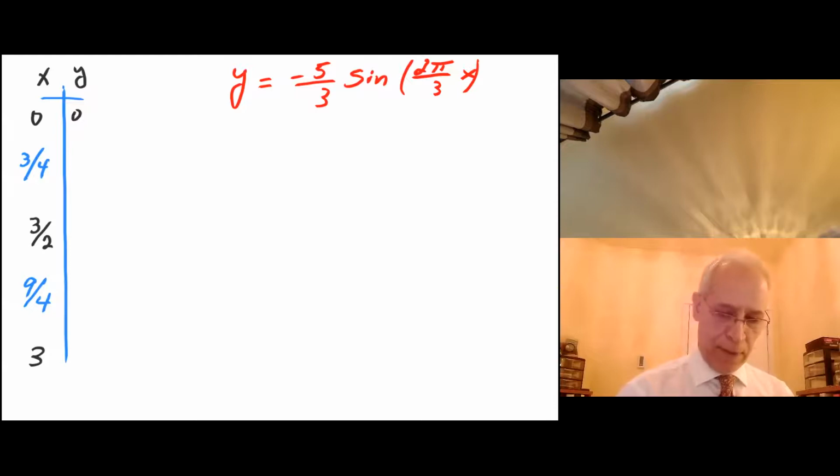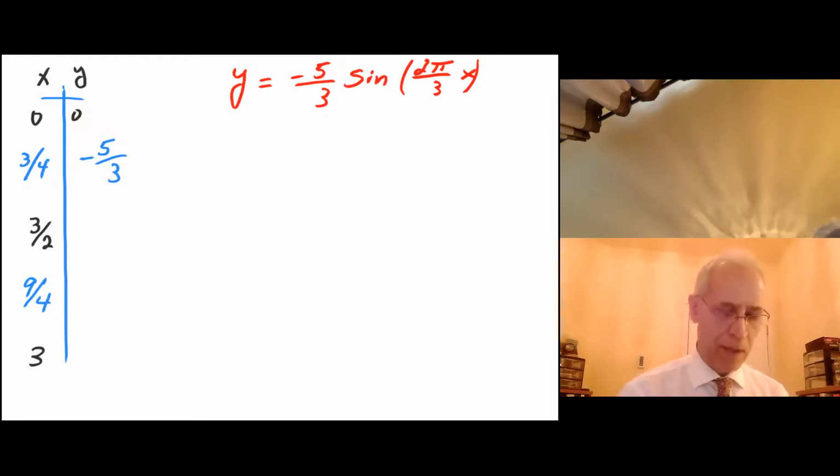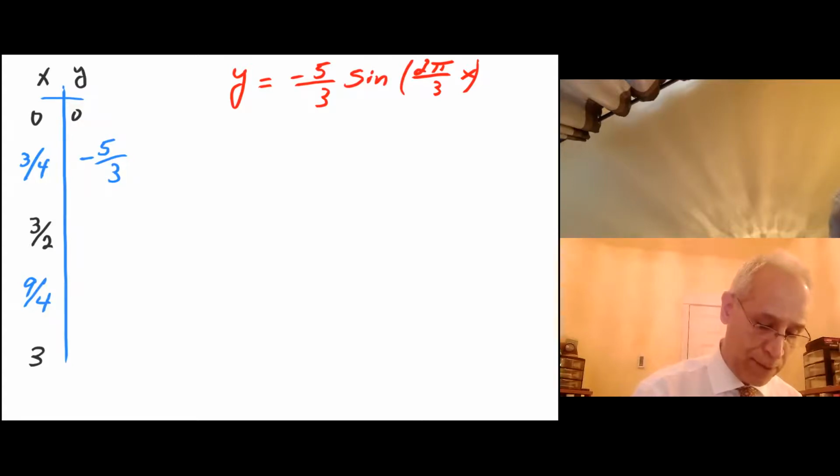Plug in 3/4. If I plug in 3 over 4, then I'm going to have pi over 2. Sine of pi over 2 is 1. 1 times negative 5 over 3 is negative 5 over 3. If I plug in 3/2 for x, then I'm going to have sine of pi, which is going to be 0. 0 times negative 5/3, again, I have a 0.